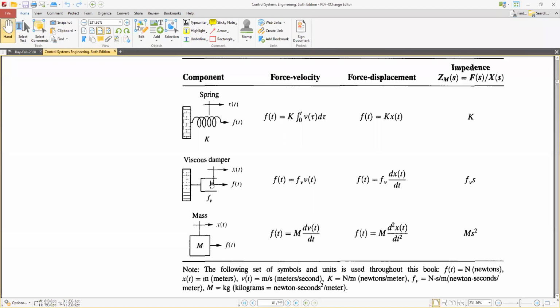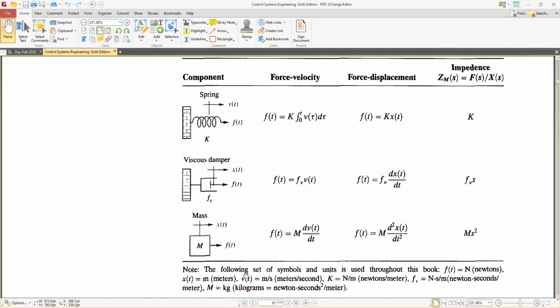Another one is the viscous damper. Look at the equation: force-velocity, f(t) = Fv v(t). So f(t) is equal to Fv dx(t)/dt, and the impedance is Fv s. And the mass, with its force-velocity, force-displacement and impedance. These are the things.